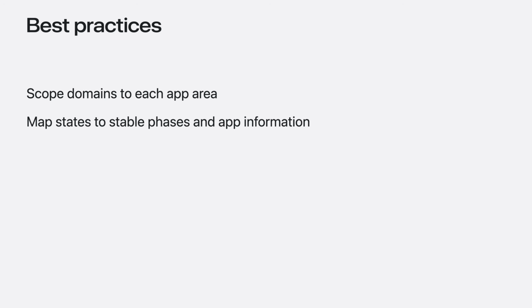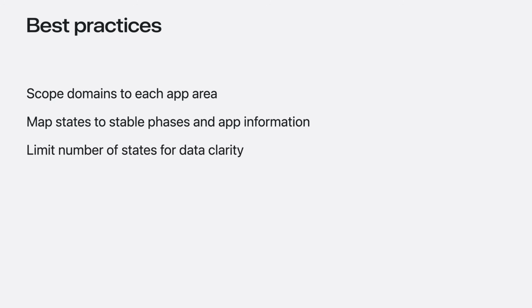Here are some best practices to keep in mind when defining states. Domains should be narrowly scoped so that each app area can have its own state and ability to understand data for those states. State transitions should represent stable, meaningful phases, not transient UI events. Carefully consider what each state means so that if a regression appears, the state will give enough information to target your fix. Carefully plan out the number of state transitions in your app and how you plan to interpret the data that each state and domain generates.